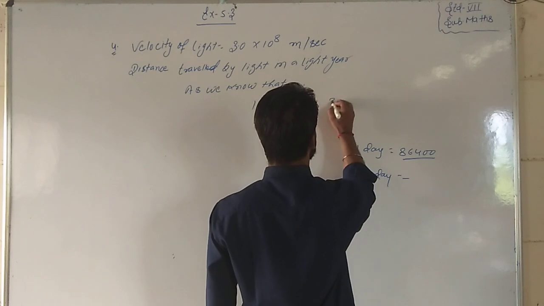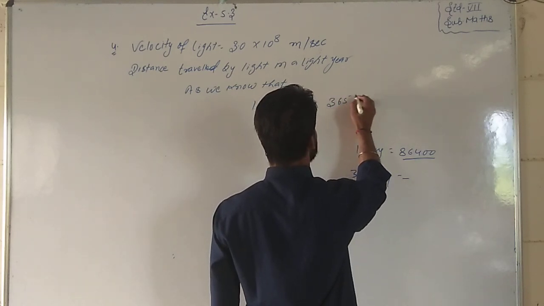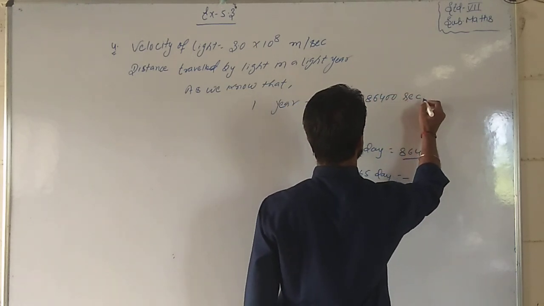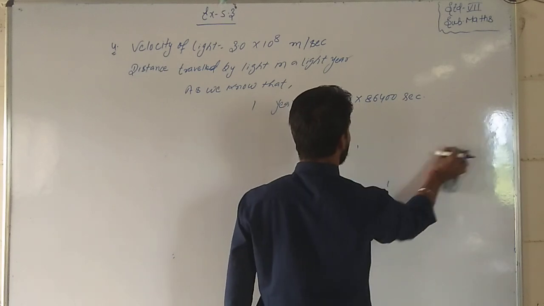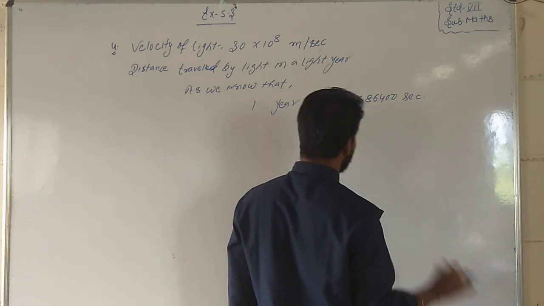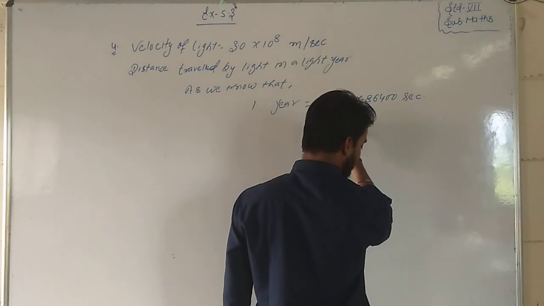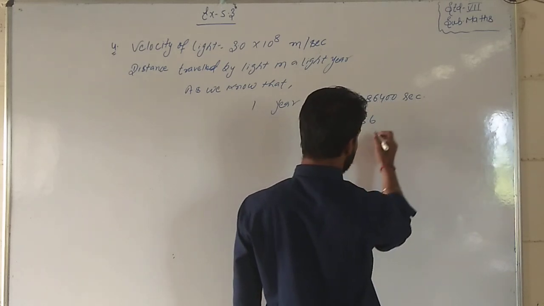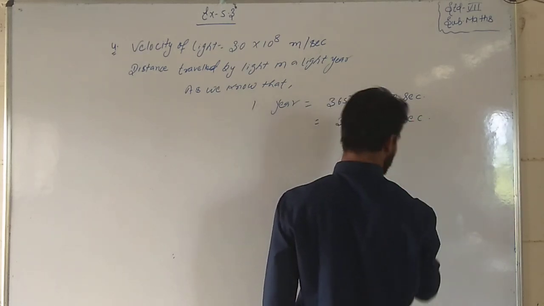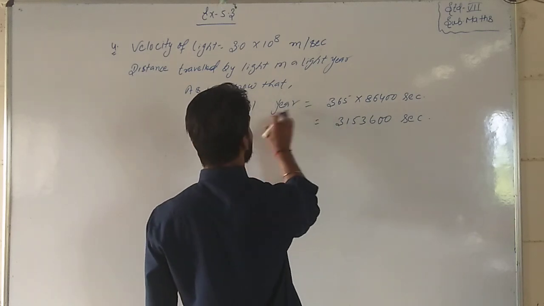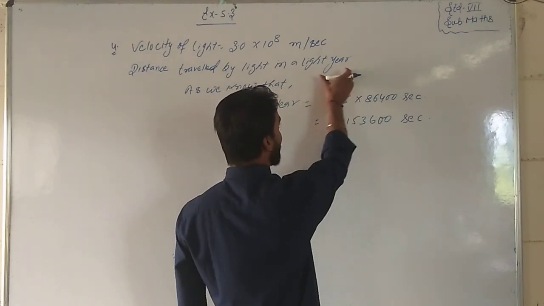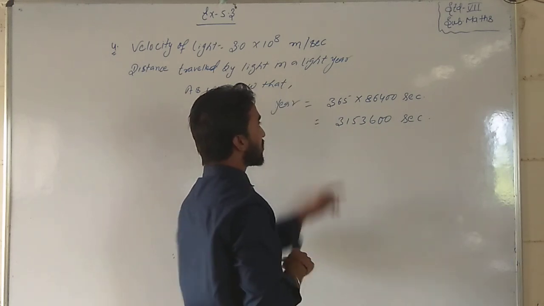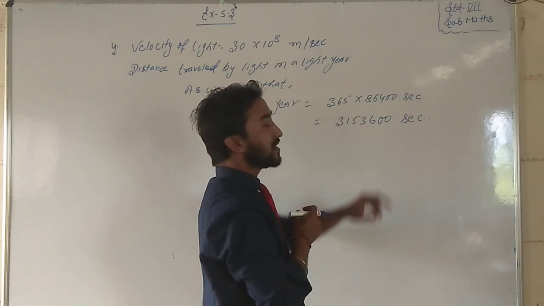1 year is equal to 365 into 86400 seconds. What will the calculation become? When you do it, the calculation will become simple. 31536000 seconds. Say, students, it means during the year light travels 31536000 seconds. You do the multiplication. Okay, after multiplication you will get it.